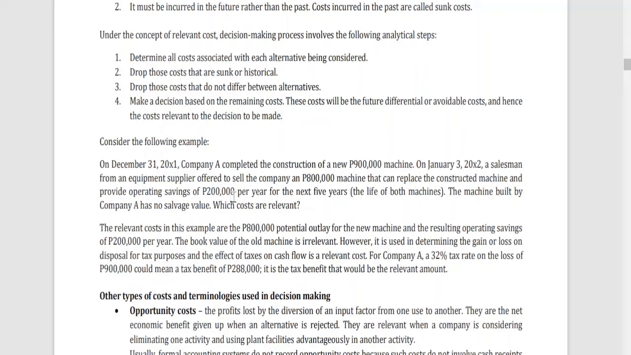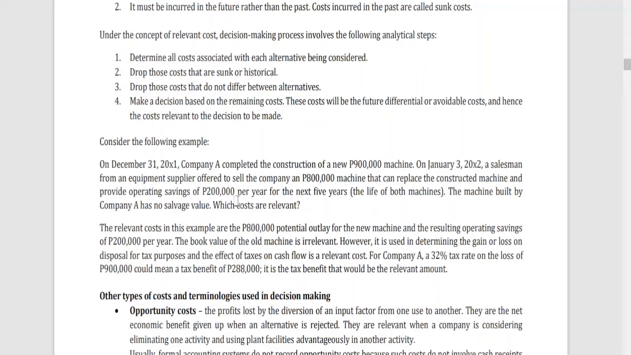Okay, sakto. Na yung old machine ug na yung new machine. So the old machine was already constructed. So ginama na siya in 20X1. In January 20X2 na ay offer, di ba? Offer for an 800,000 machine. Nga pulihan tong constructed machine. And according to the salesman, the company can save up to 200,000 a year for the next 5 years.